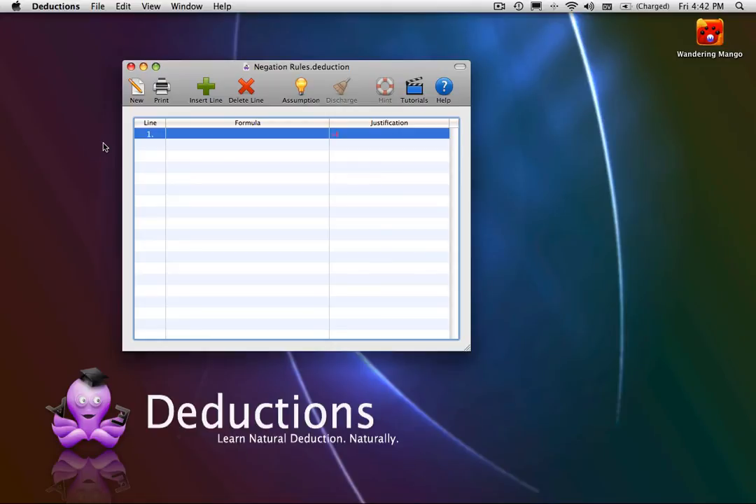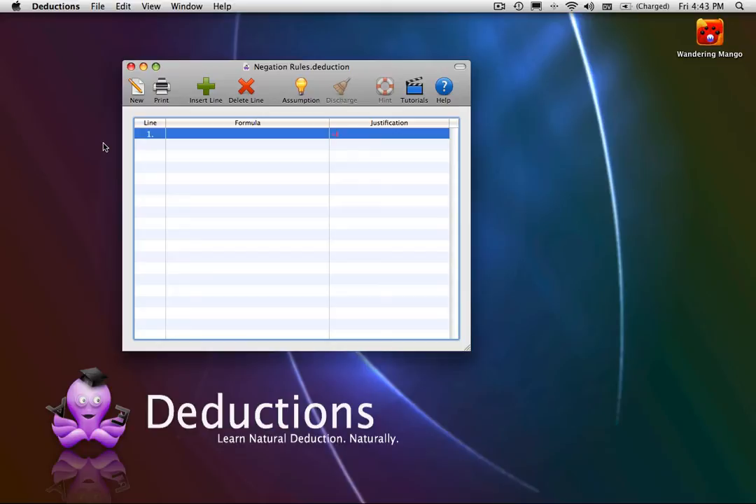The negation rules. In this video, you will learn about the negation introduction and negation elimination rules. These rules vary depending on which system of natural deduction you are using. The program we are using, Deductions, also has several options programmed. In this tutorial, we are going to learn the Fitch-style negation rules.